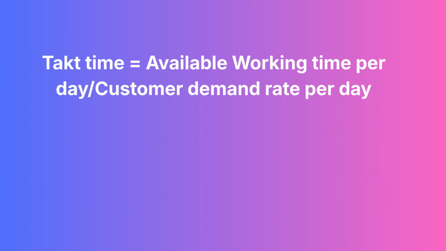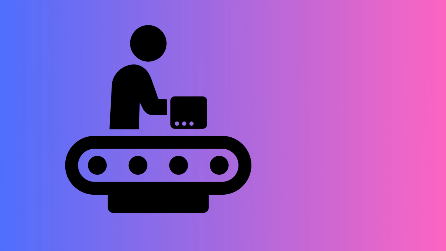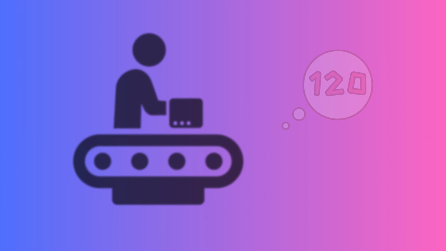For example, if you have 28,800 seconds available in a day and customer demand is 240 units, your Takt Time becomes 120 seconds per unit. This means every 120 seconds, one finished product should come out.